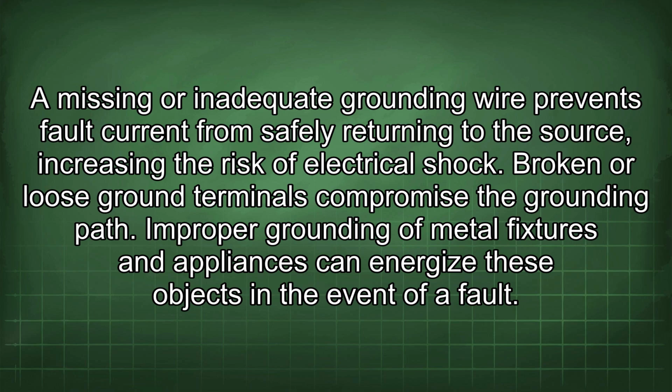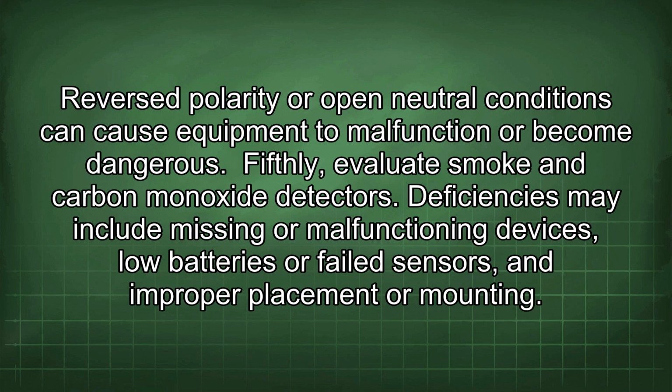Improper grounding of metal fixtures and appliances can energize these objects in the event of a fault. Reverse polarity or open neutral conditions can cause equipment to malfunction or become dangerous. Fifthly, evaluate smoke and carbon monoxide detectors. Deficiencies may include missing or malfunctioning devices, low batteries or failed sensors, and improper placement or mounting.